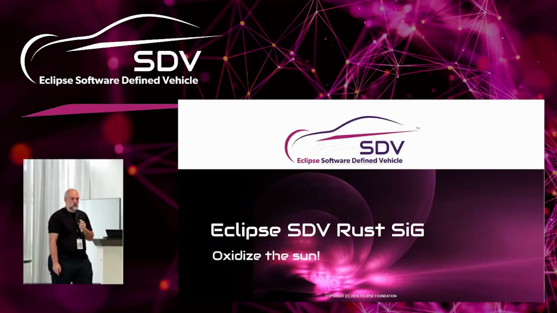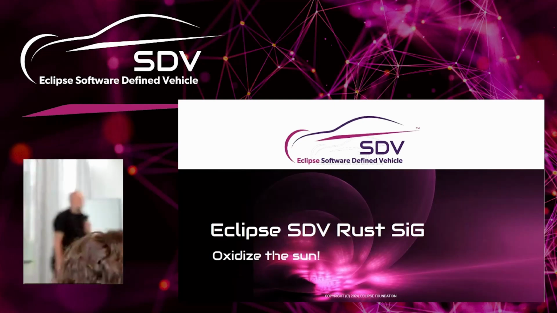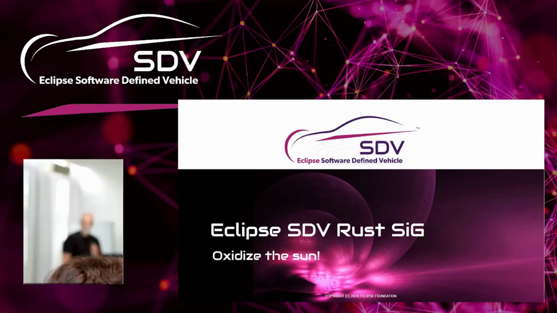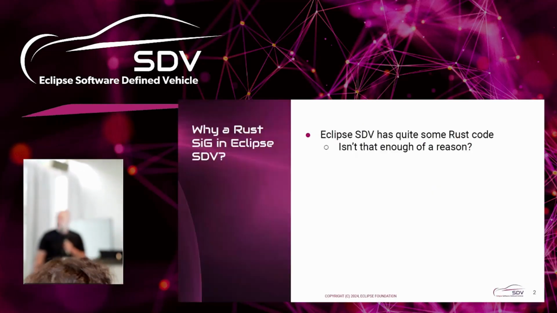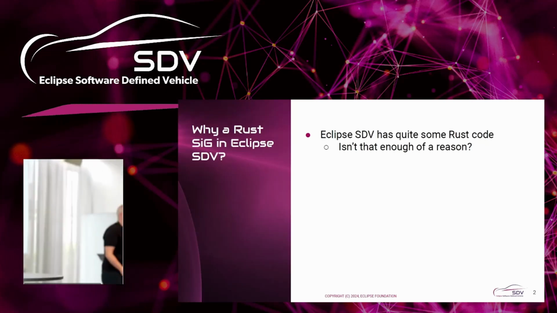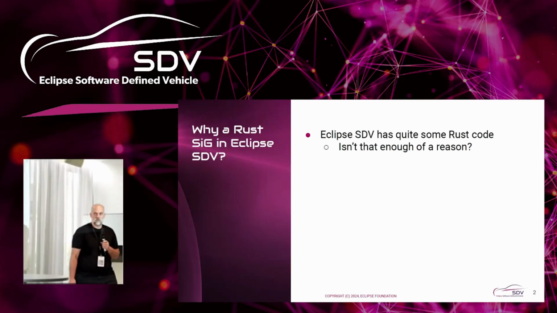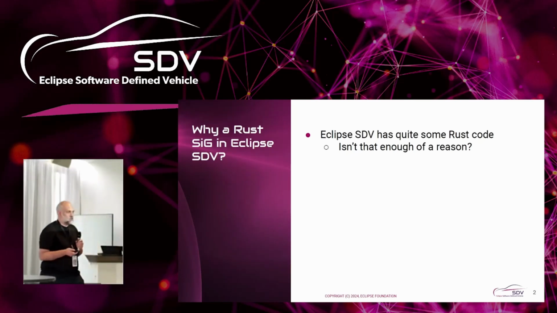There was the desire, and I was approached about, hey, shall we run a Rust special interest group within the Eclipse SDV? And the first question is, what's the reason and why should we run one? And I really like blunt reasons. There is a lot of Rust going on in Eclipse SDV. There are quite a lot of sizable projects that are implemented in Rust. So it makes perfect sense to start a discussion forum around the usage of that technology. It's still a nascent technology.